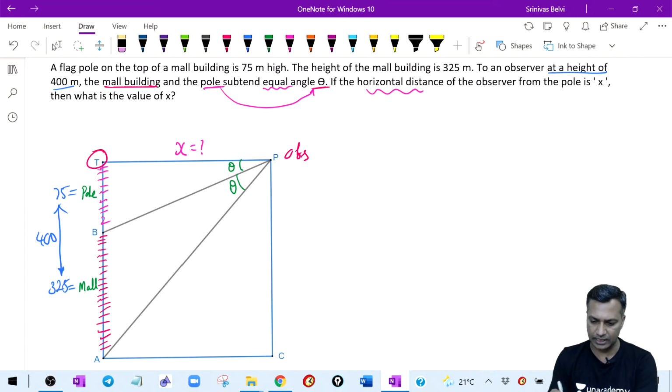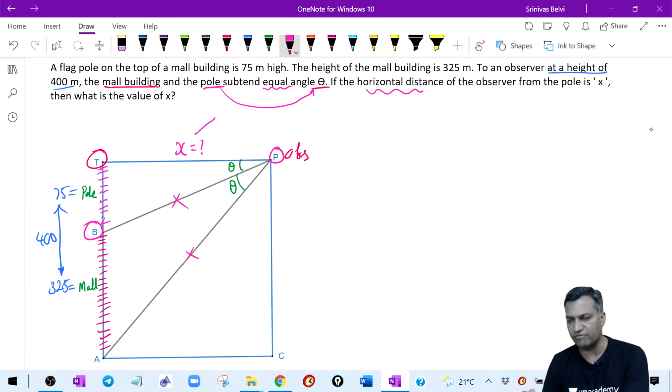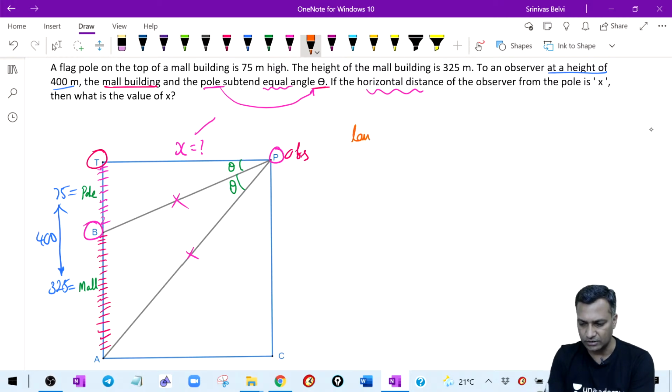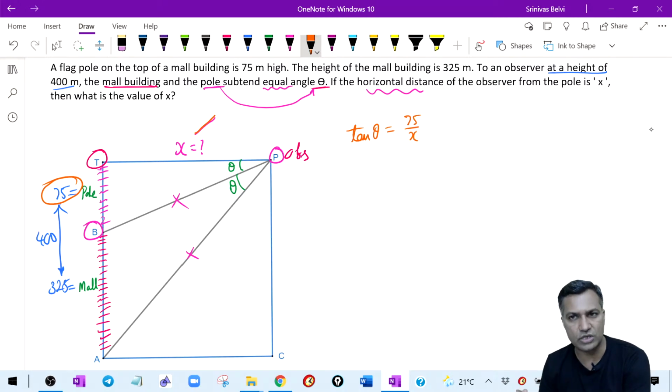First take this particular triangle PTB. In the triangle PTB, you are interested in X, therefore don't leave this X. Hypotenuse doesn't matter to us because these are two different hypotenuses. Hence you may say tan theta, because I want X divided by this 75. What is tan theta? Tan theta is 75 divided by X. You may take cot theta also, doesn't matter which one you use. Tan theta is equal to 75 by X.